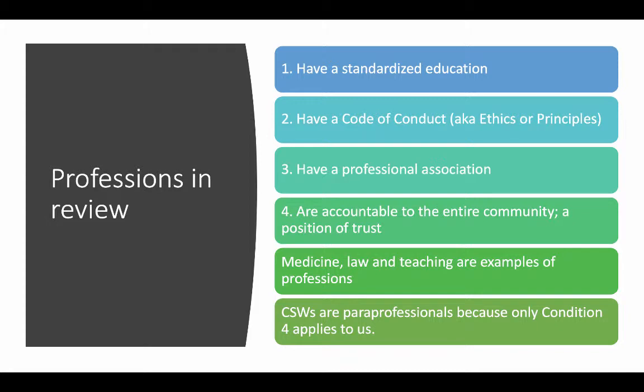Number 3, there's usually an organization known as a professional association or professional body that oversees the profession, and they're particularly responsible for item number 1 and number 2. They make sure that all the educators in the field are giving a standardized, high-quality education. They make sure the public is aware of the code of conduct, and they enforce the code of conduct if somebody complains. Number 4, professions are accountable to the entire community.